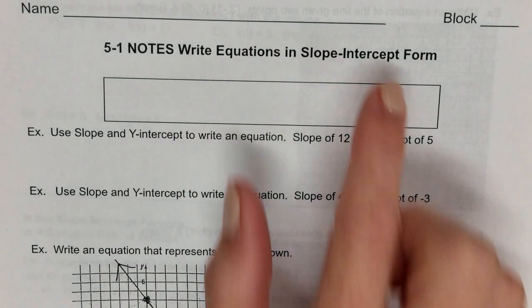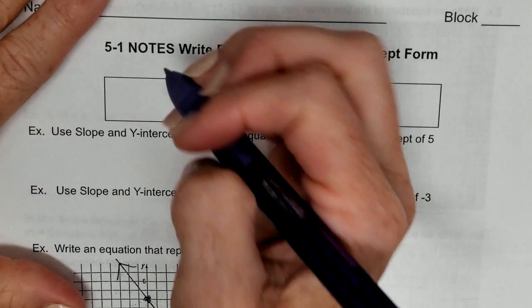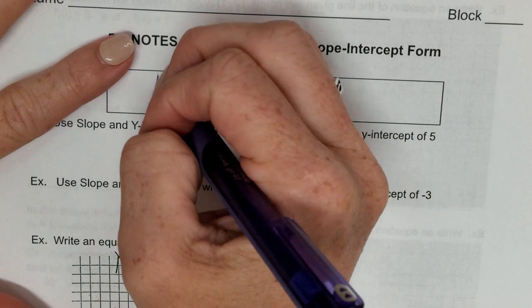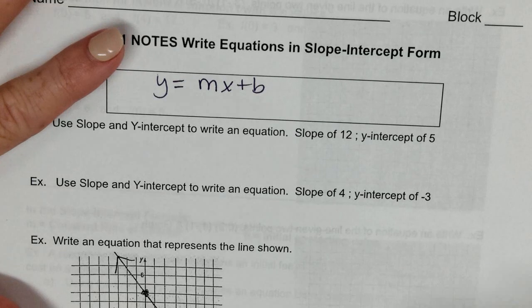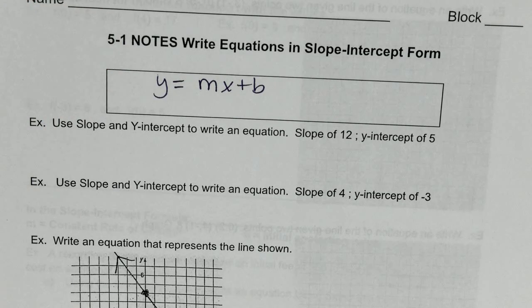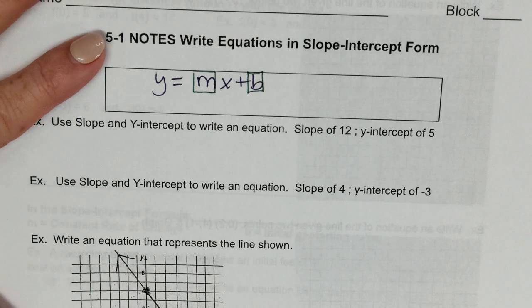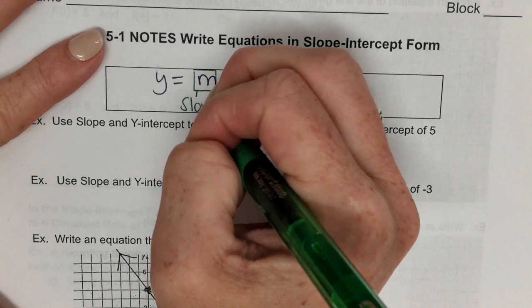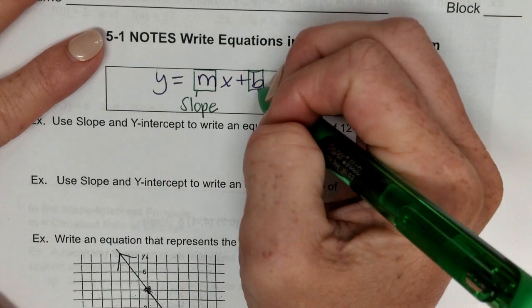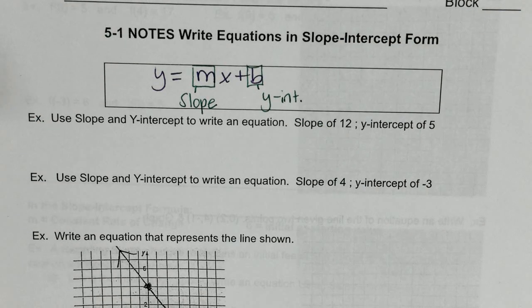So we're going to write equations in slope-intercept form. Who can tell me what slope-intercept form is? Y equals mx plus b. So I want you to write that right here. Y equals mx plus b. So if it asks you to write an equation in slope-intercept form, what you need to do is find the m and find the b. What is the m? The slope, also known as rate. What is the b? The y-intercept, also known as a one-time fee or a starting point.